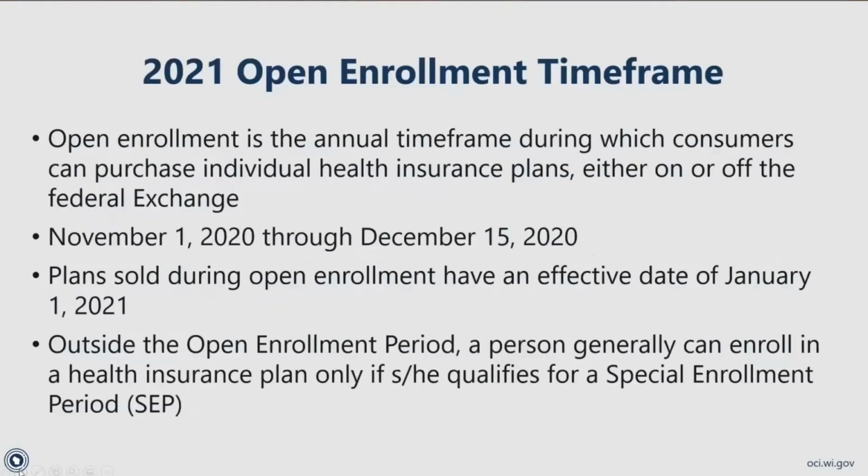Next slide. So for 2021, upcoming, this is why you're probably here, open enrollment is set to begin November 1st and runs to December 15th. If someone enrolls during that open enrollment window, their coverage is going to start January 1st of 2021. If someone needs to enroll outside the November 1 to December 15th window, they can only do so if they qualify for a special enrollment period, and the acronym is an SEP, and we'll give you details on what those are.